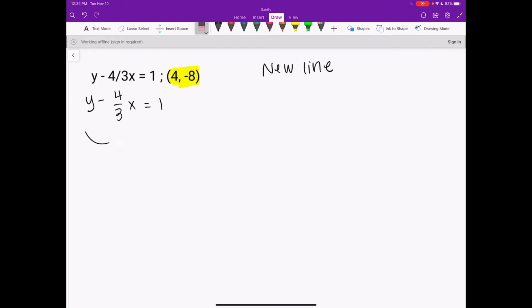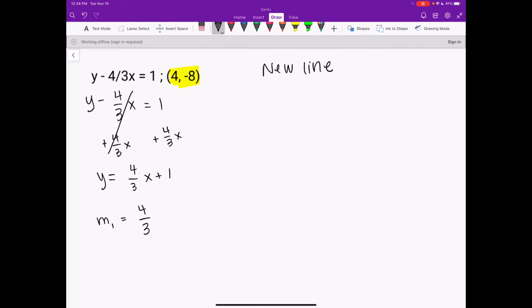It's not in slope-intercept form, so to get it into slope-intercept form, where we have y equals mx plus b, I'm just going to add 4/3 x to both sides. All right, now I have my y solved for. Now I have y equals 4/3 x plus 1, looking more like slope-intercept form. And hey, now I see that the slope of the first line, I'm going to say m1, is equal to 4/3.